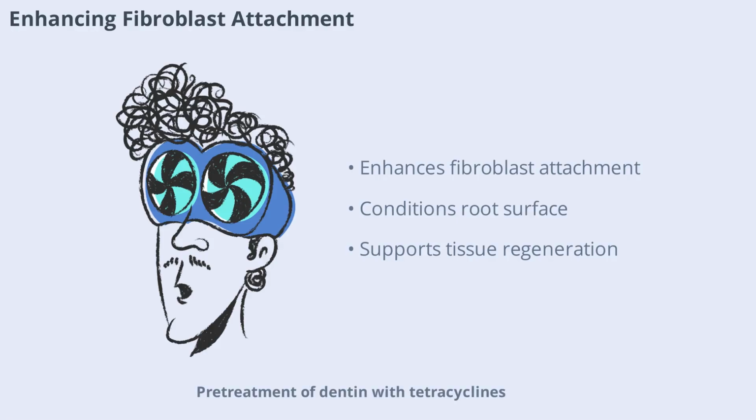Treatment of dentin with tetracyclines enhances fibroblast attachment and colonization. This means tetracycline can condition the root surface and influence the attachment properties of fibroblasts, which are crucial for tissue regeneration. The drug's substantivity, or its ability to bind and release from dentin, is proportional to its concentration. This feature supports its use as an adjunct in treating periodontitis, especially in localized juvenile and refractory cases.